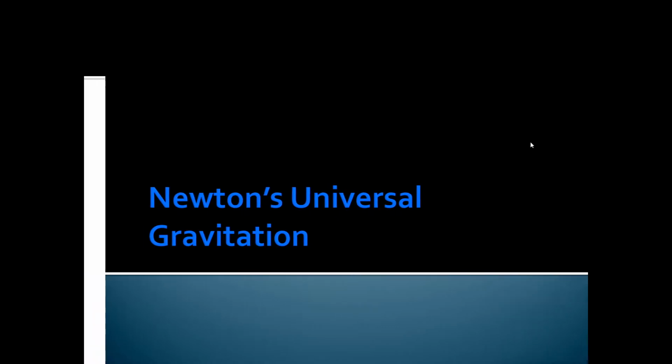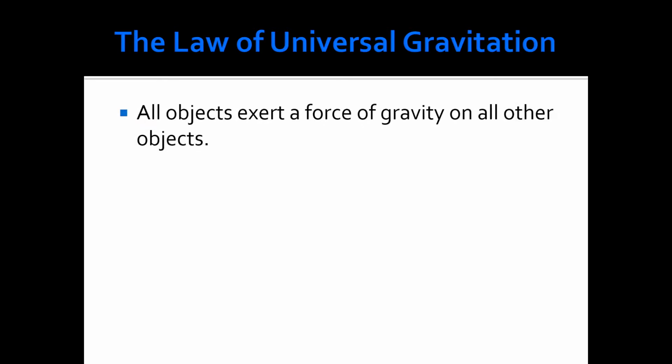This is Mr. Arocena, and in today's video we are going to be talking about Newton's universal gravitation. To be more precise, it's probably called Newton's Law of Universal Gravitation. This is something that Newton studied in his lifetime and came to the conclusion that two bodies, no matter how massive or how small they are, exert a force of gravity on each other. So if you have mass, you have the ability to exert gravity on other objects with mass around you.